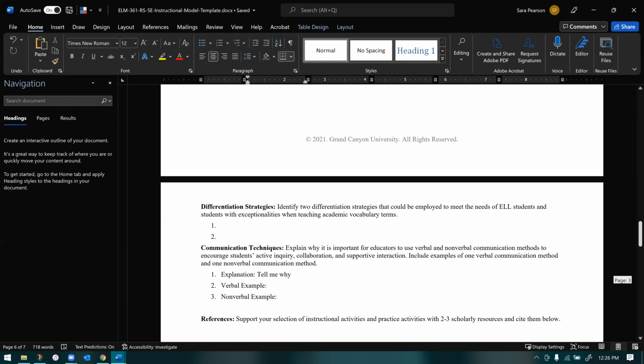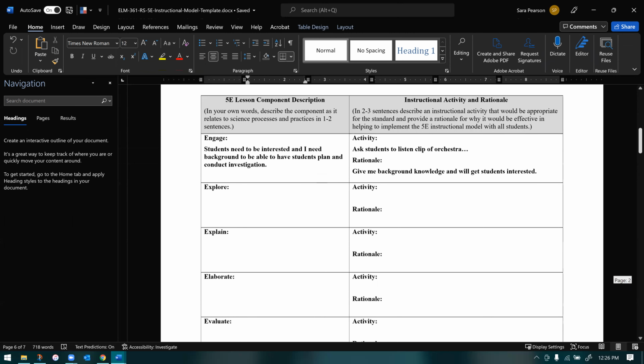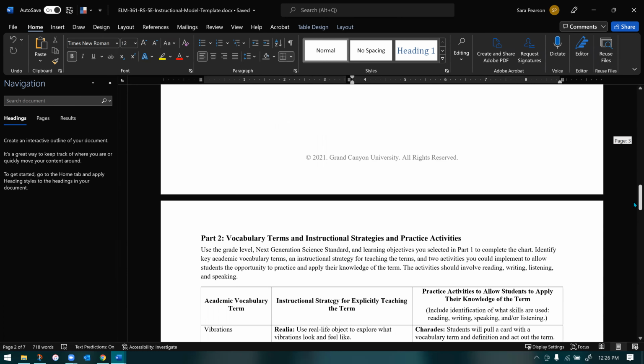Refer back to the activities that you put here. So let's see what I put for my engage. I said students are going to listen to a clip of an orchestra, and maybe I didn't finish this in my example, but they're listening to the orchestra and maybe identifying the sounds that they heard.